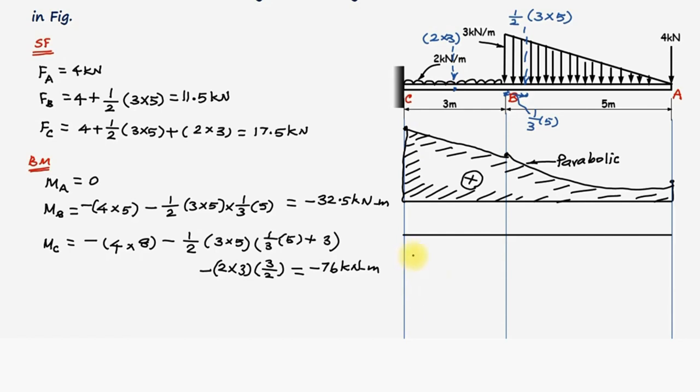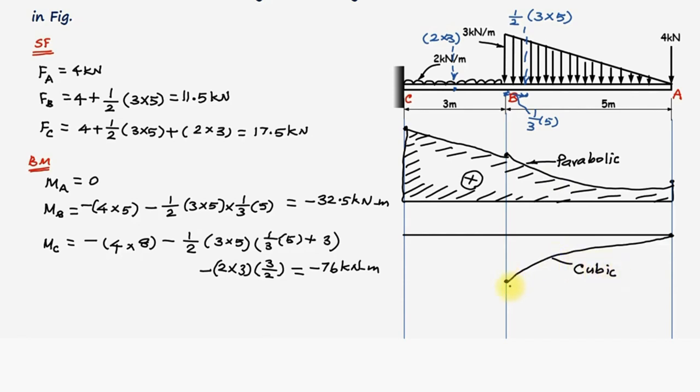Now coming to the bending moment diagram. Bending moment at the point A is 0. Bending moment at the point B is negative 32.5 kilonewton meter. Let us say this is the point of magnitude 32.5 kilonewton meter. Between the point A and B, there is a triangular load. Therefore, the bending moment diagram for the triangular load will be a cubic curve. This is parabolic in the shear force diagram and here it is cubic.